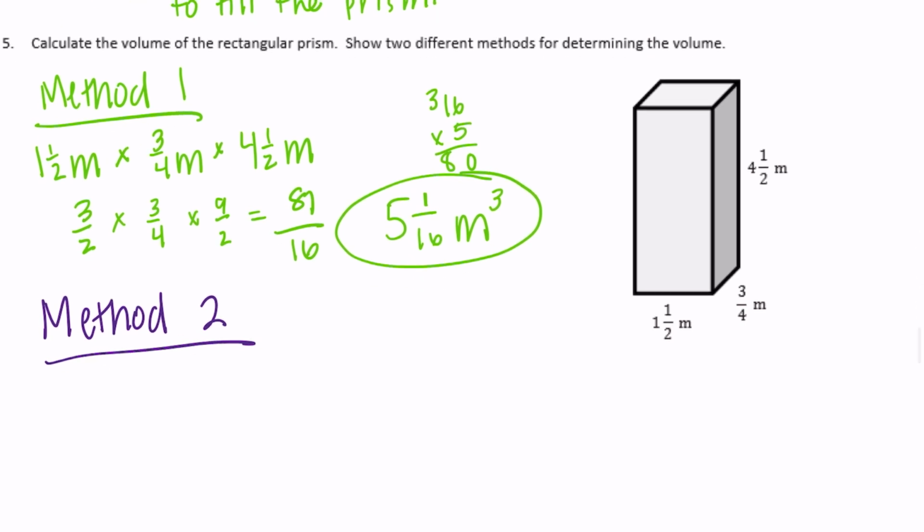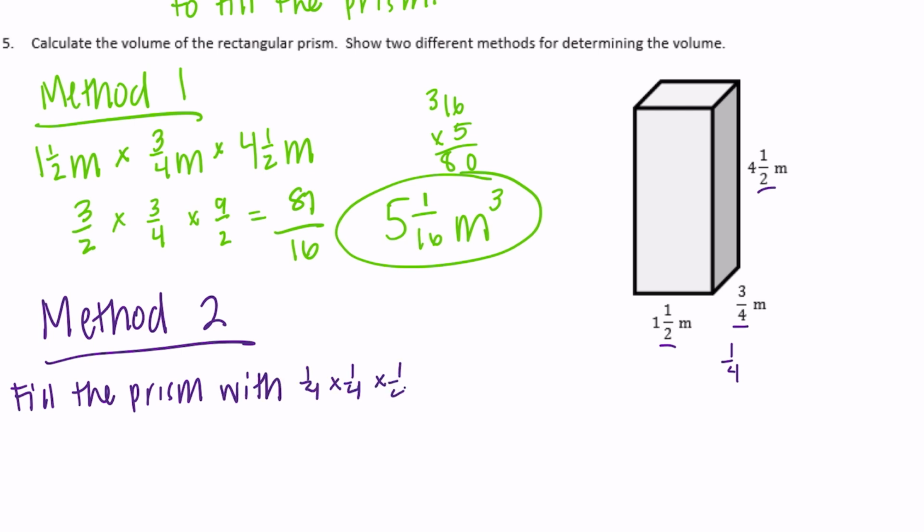What we could do is break it down. So I see we have halves, fourths, and halves. So if we were to find a common denominator, per se, for these, it would be 1/4, right? So we could see how many 1/4 by 1/4 by 1/4 cubes could fit in there. So let's fill the prism with 1/4 times 1/4 times 1/4. So we could fit 1/64 meter cubes in there. So each 1 cube section would be 64.